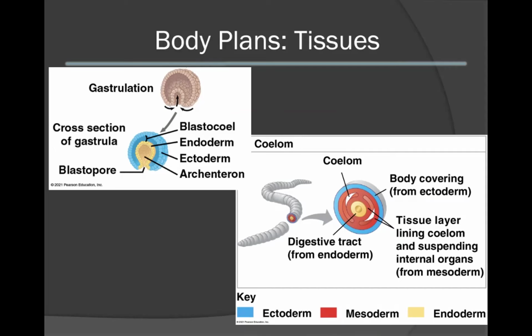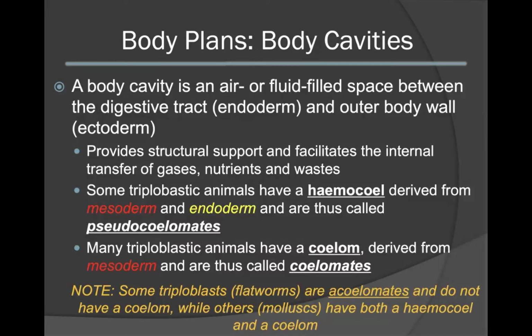In the presence or development of a true coelom or body cavity, we note the presence of mesoderm. In this case, this would be true mesoderm, which is the 3rd tissue that develops. Animals can also be classified according to their body cavities and types of cavities that develop. A body cavity is considered to be an air or fluid-filled space that exists between the endoderm and ectoderm. Many of these triploblastic animals have what is termed a true coelom. We would call these coelomates. This is because they have a true body cavity which is derived from the mesoderm.